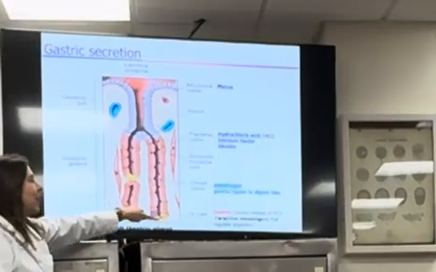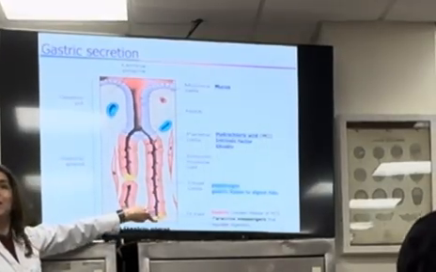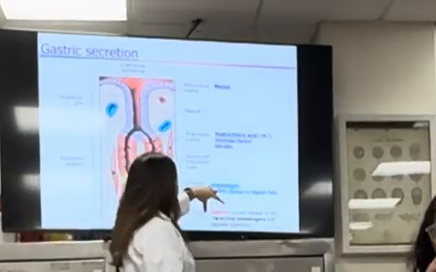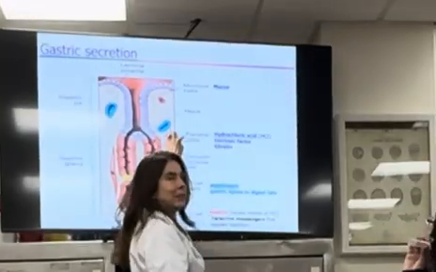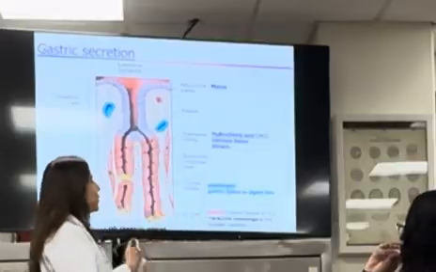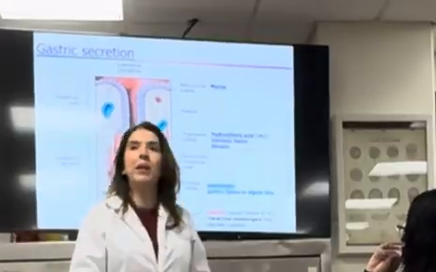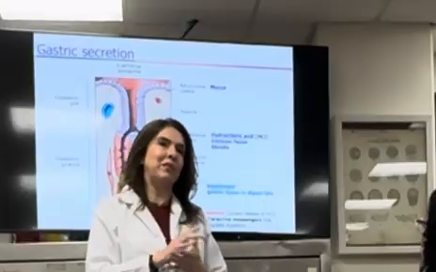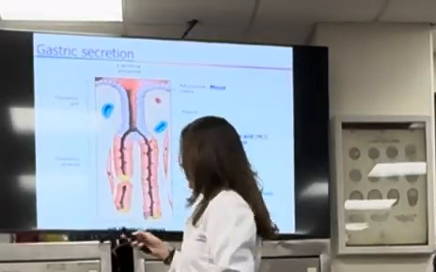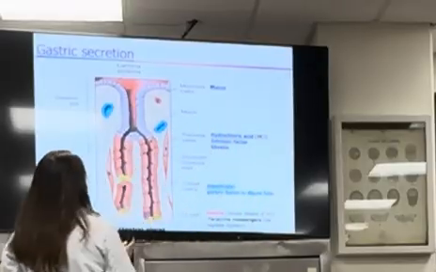Okay. Then we also have other cells called G cells that will stimulate parietal cells to produce even more hydrochloric acid. Okay? And they also secrete substances that will signal other components of the digestive system to do the job. Okay. Do you guys have any questions?